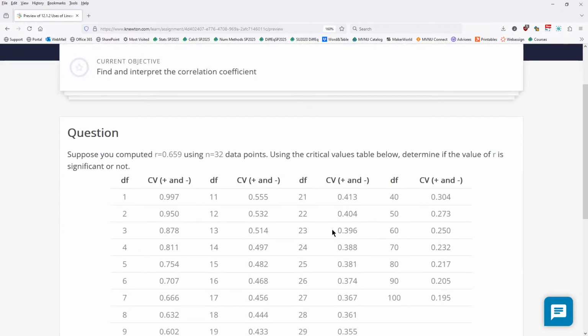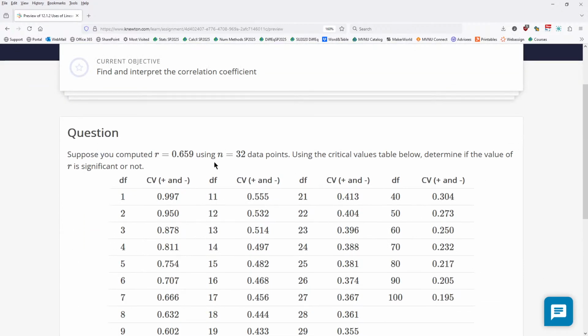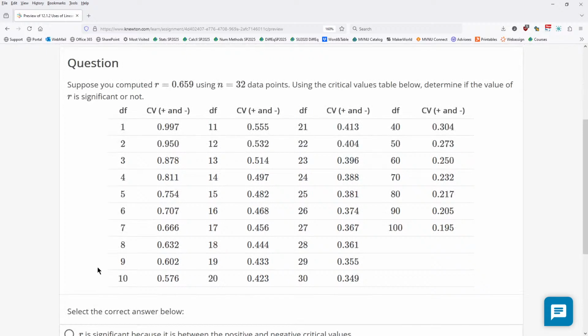Oh, here it is, finally. So this is the sort of thing that you're going to have to deal with. Let's try this one. It says that you've computed R to be 0.659. The number of data points is 32. We want to know if R is significant. Degrees of freedom is n minus 2, so 32 minus 2 is 30. So we're going to use this one, 0.349. Is this bigger than 0.349? It is. So this is significant.